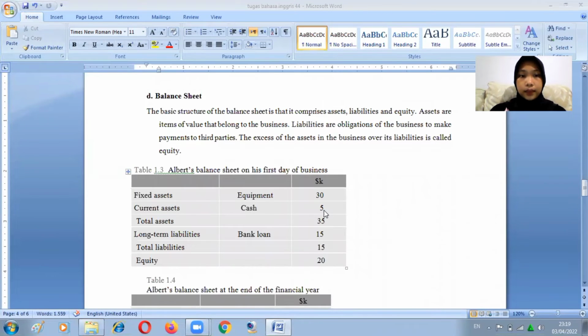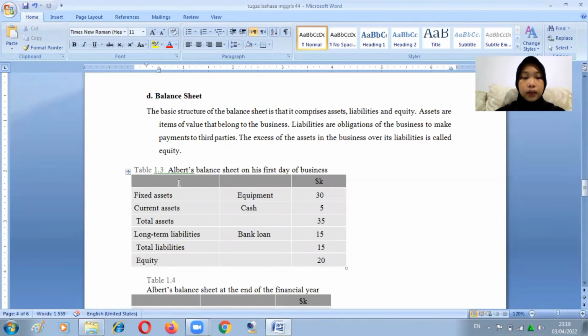The balance sheet. The basic structure of the balance sheet is that it compares assets, liabilities, and equity. Assets are items of value that belong to the business. Liabilities are obligations of the business to make payments to third parties. The excess of the assets in the business over its liabilities is called equity.